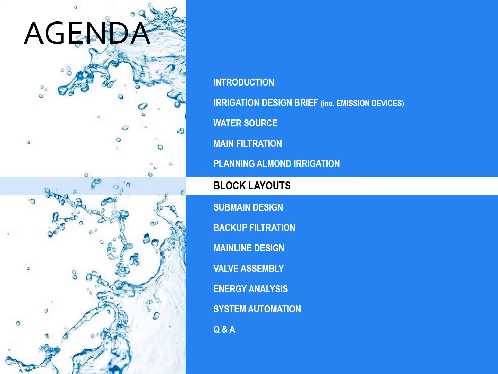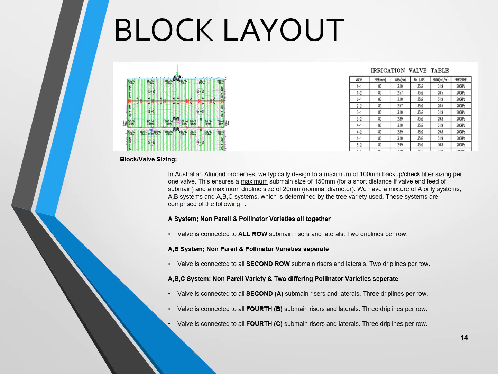Block layouts. When looking at block layouts, we typically design to a maximum of 100 ml backup or check filter size flow rate. This is per one irrigation valve. This ensures us a maximum submain size of no greater than 150 millimeters, which is only necessary if the valve is end-fed of the submain. We also look at a maximum drip line size of 20 ml nominal diameter.